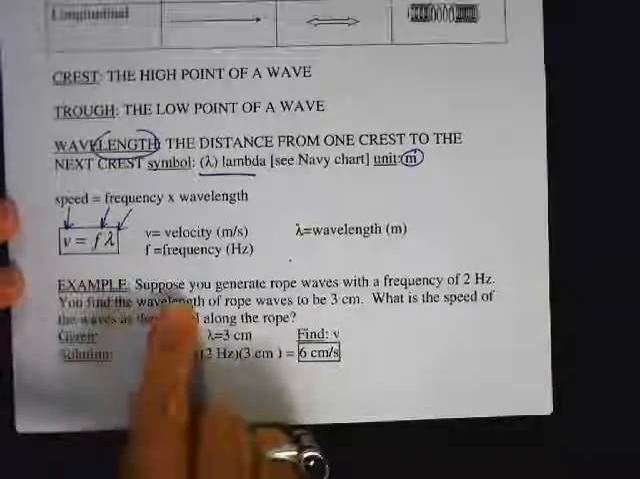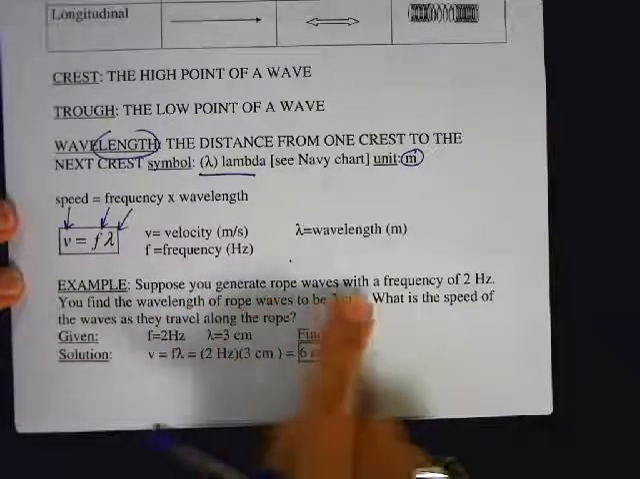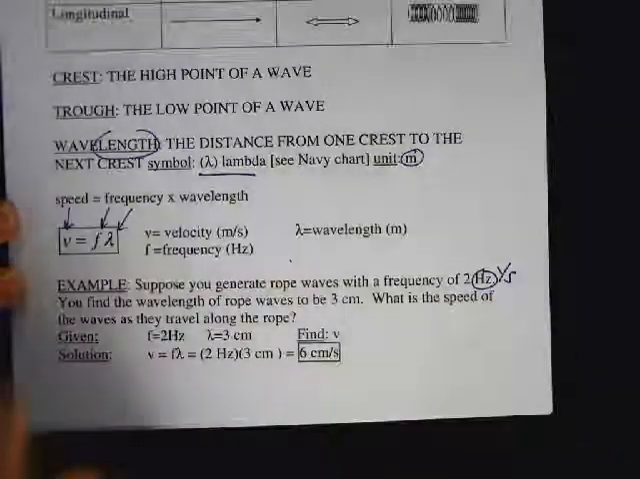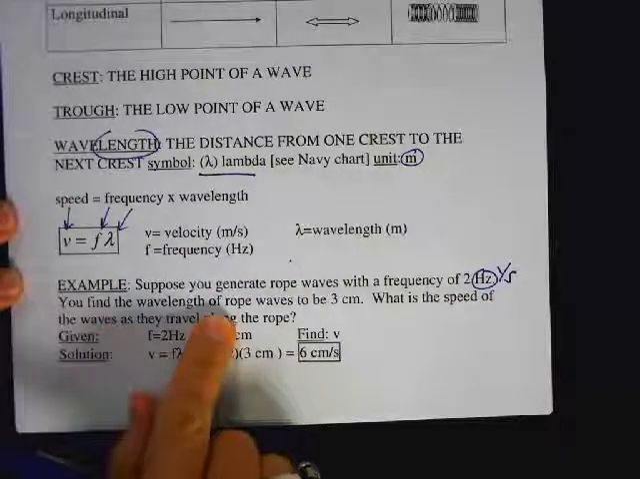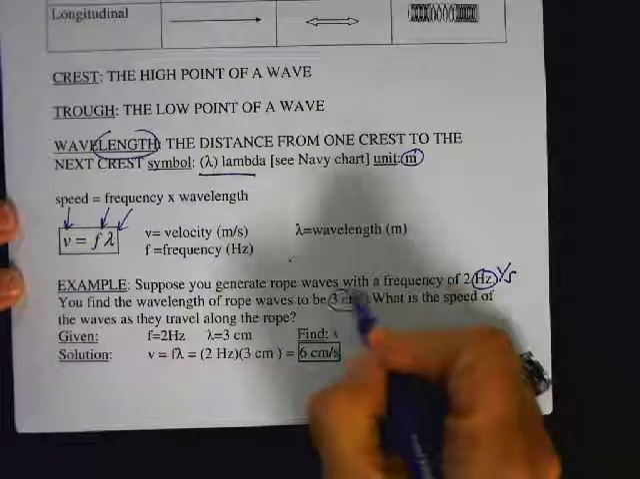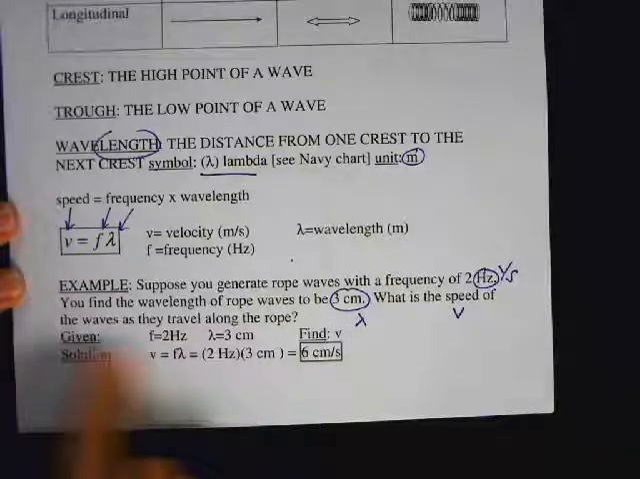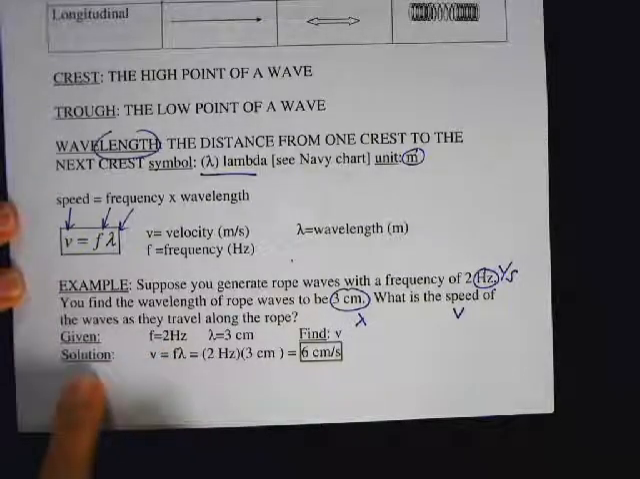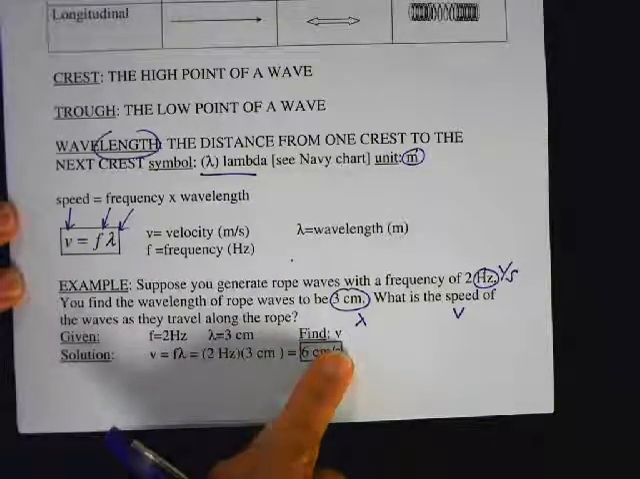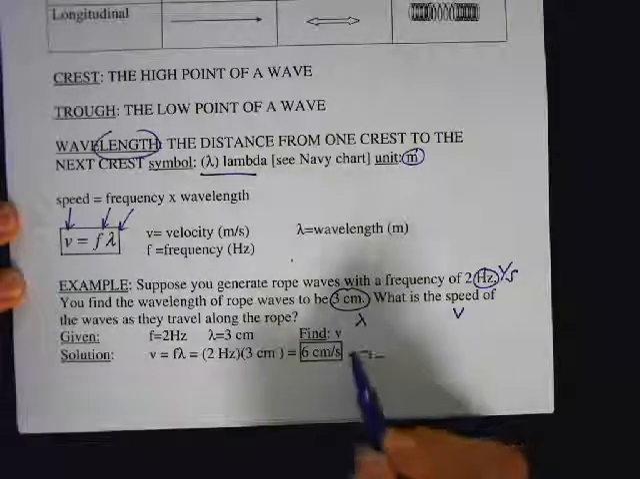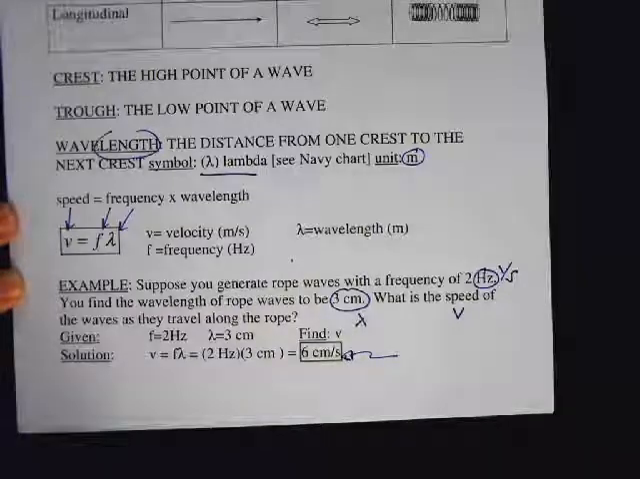So here's an example. Suppose you generate rope waves with a frequency of 2 hertz. Now remember, a hertz is 1 over a second. You find the wavelength of a rope wave to be 3 centimeters. So this is the wavelength lambda. What is the speed V? So we write our given, and we write what we want to find. We write our basic equation, and we substitute and solve. In this case, I left it in centimeters because it really didn't matter.